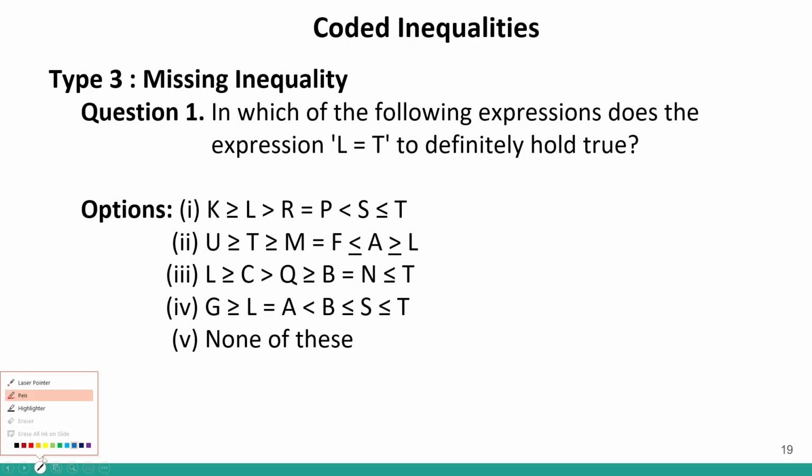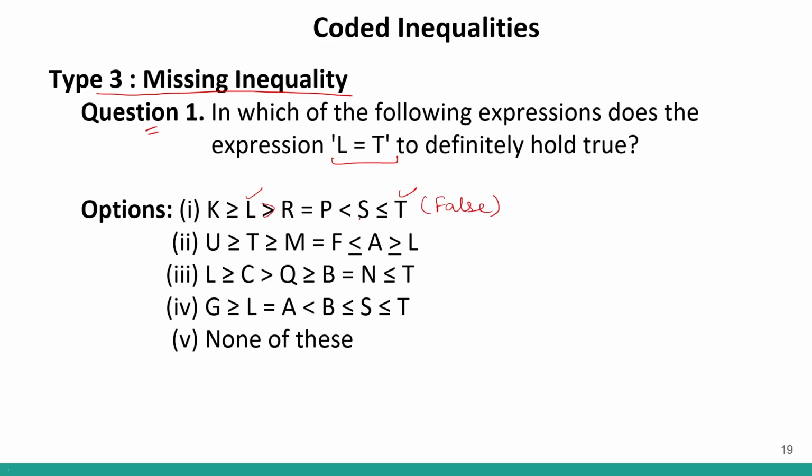Coming to type 3, missing inequalities. This is very easy. So the first question, let us look at. It says, in which of the following expressions is this definitely true? So we have to find out in which of the following options L is equal to T. If I look over here, I have L over here and T over here. The first thing I can see is this sign. So definitely this will be false.